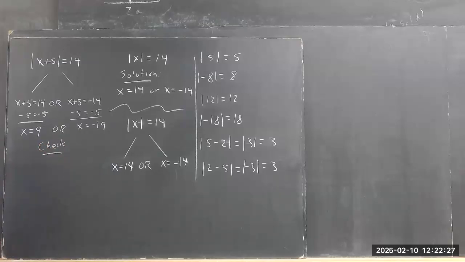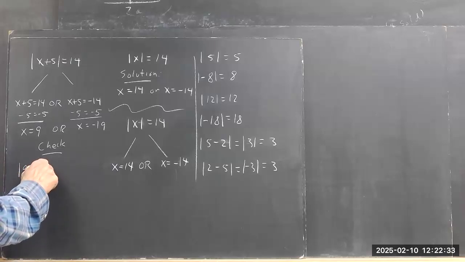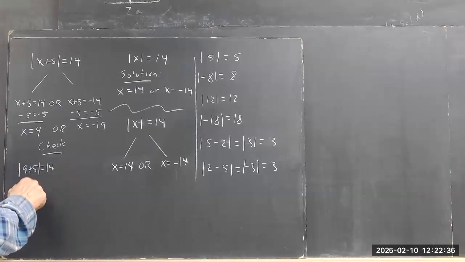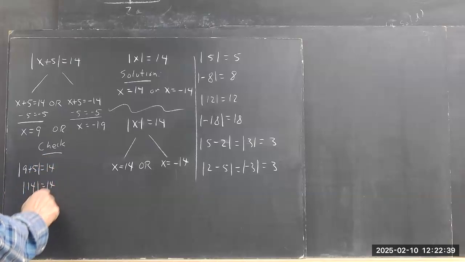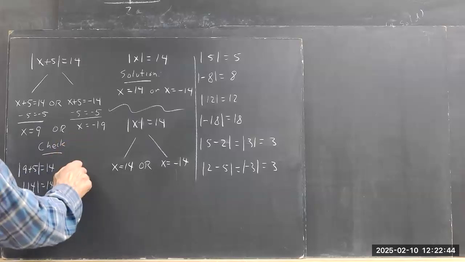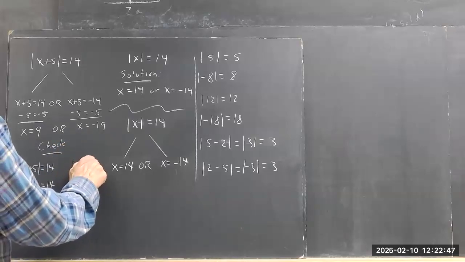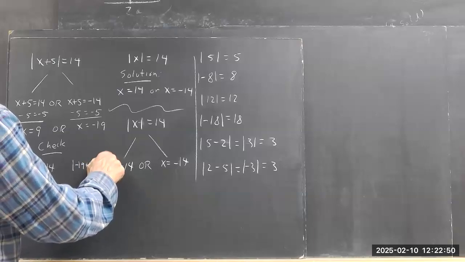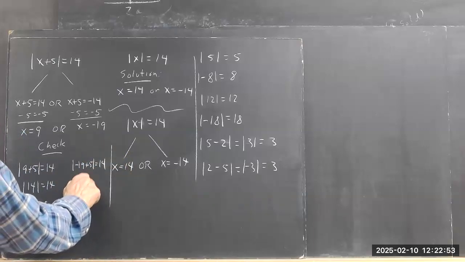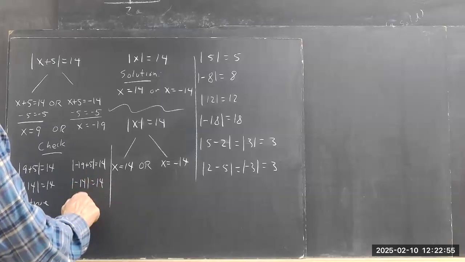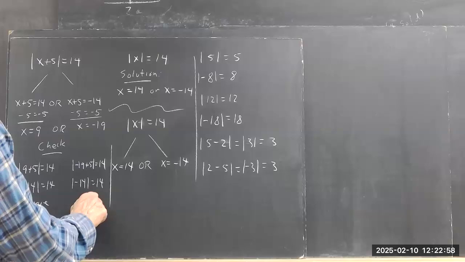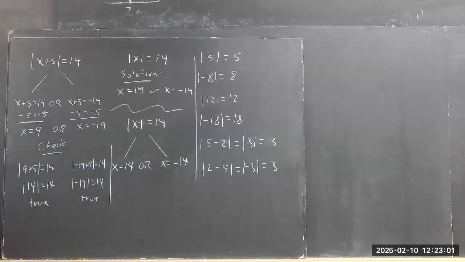Then we can check. Plug 9 into this equation. The absolute value of 9 plus 5 equals 14. The absolute value of 14 equals 14. That's true. Checking this solution, the absolute value of -19 plus 5 equals 14. You get the absolute value of -14 equals 14. And that's also true. Okay, that's everything you need to know about solving absolute value equations.